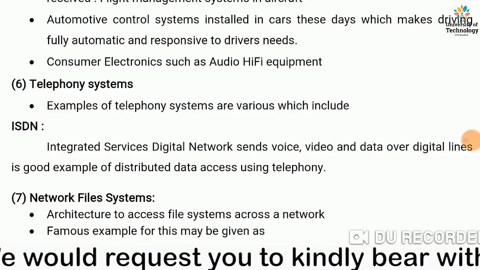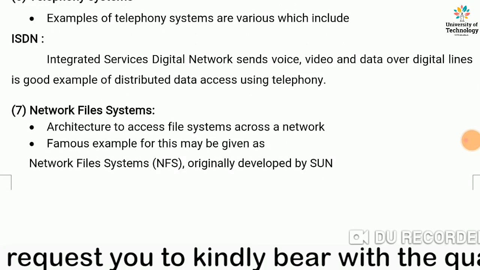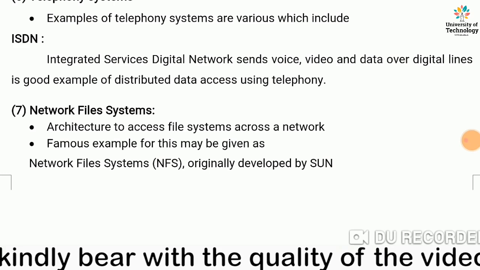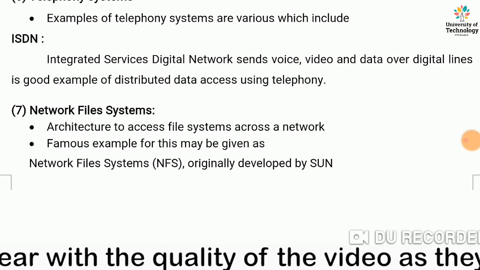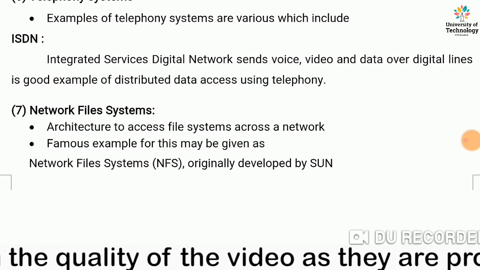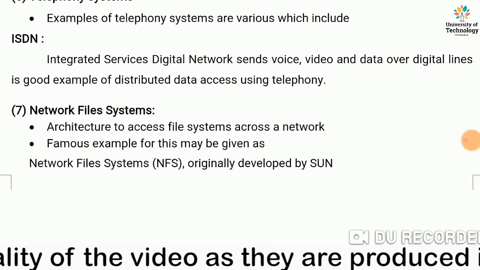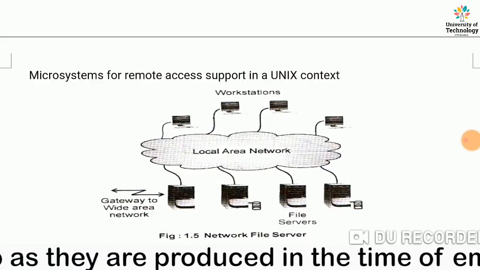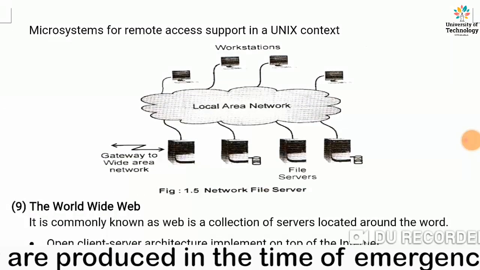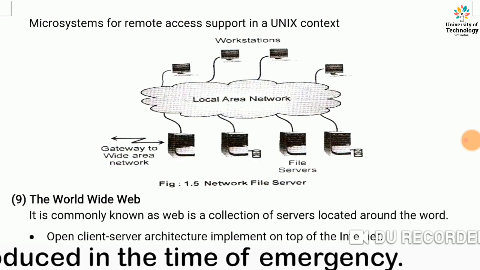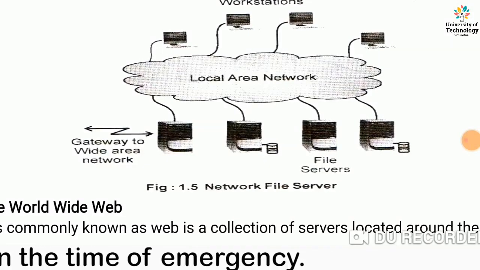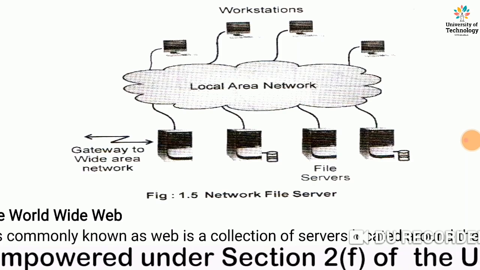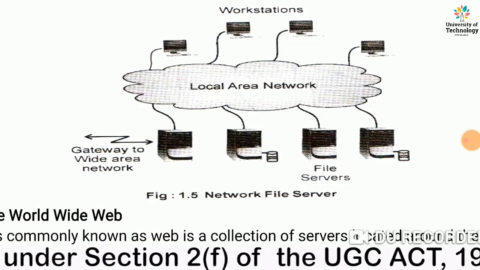It sends voice, video, and data over digital lines, and is a good example of distributed data access using telephony. Next, network file system, NFS. Architecture to access a file system across a network. A famous example for this is NFS, originally developed by Sun Microsystems for remote access support in a Unix context. So here we can see NFS. It is showing workstations, LAN, gateway to wide area network, file servers. So, network file server.